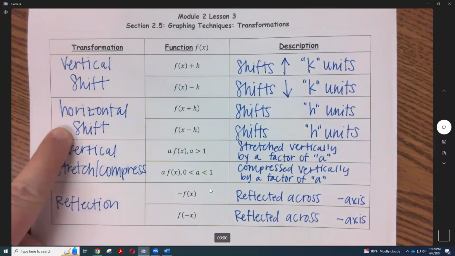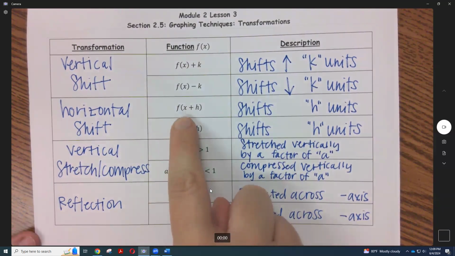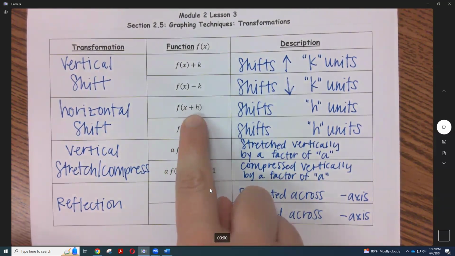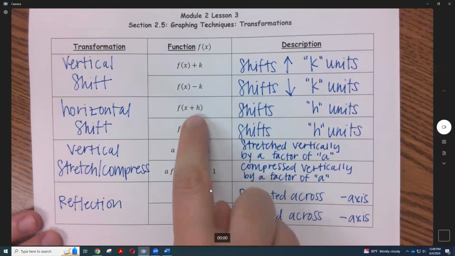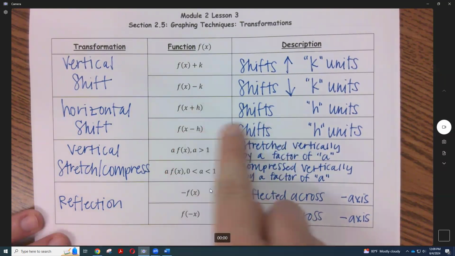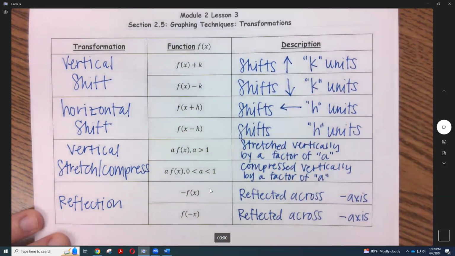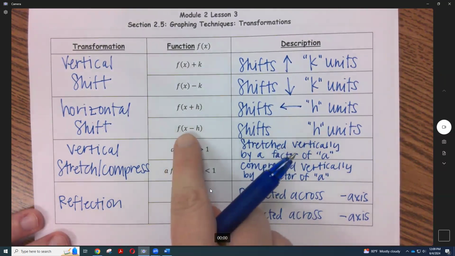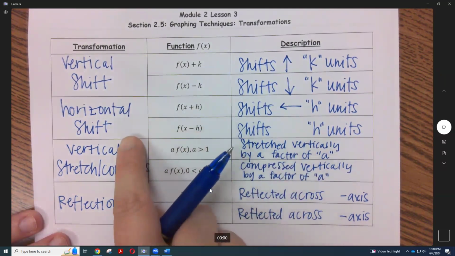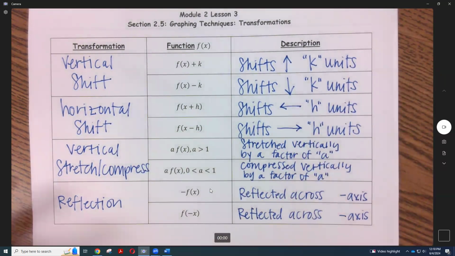Your horizontal shifts we represent by h, and h happens within that function. So you have f of x plus h, and these always happen opposite of what we think. So plus in the middle, we think, if you're thinking of that graph, is going towards all of those positive numbers, which is to the right. This shifts to the left. When I have f of x minus h, minus we think of going over here to the left, where all those negative numbers are, but this one goes to the right.